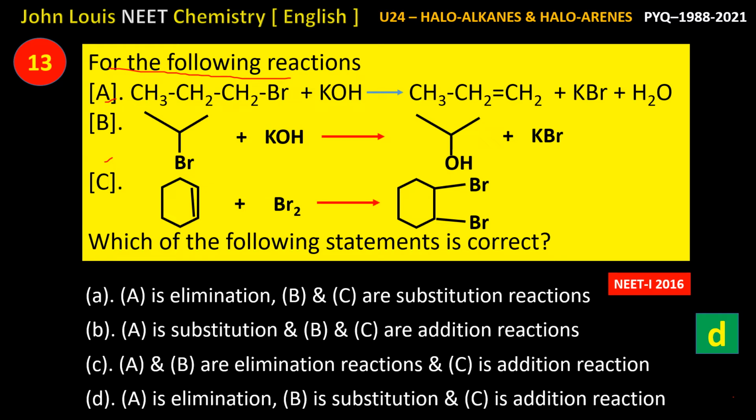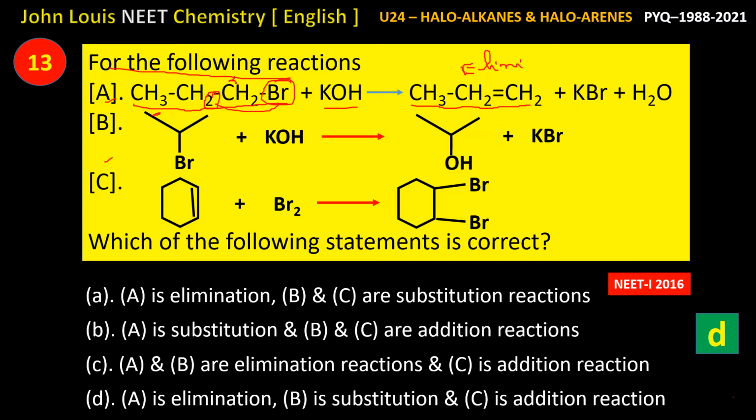Now let us take reaction A. Bromopropane with KOH gives propene. So what is eliminated? HBr is eliminated. So Br from the alpha carbon and one of the hydrogens from the beta carbon is eliminated. That's why the double bond has come. Therefore this is an elimination reaction.